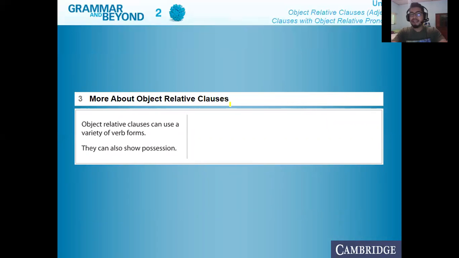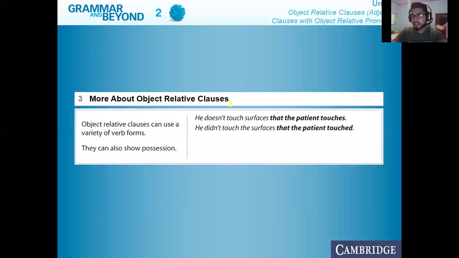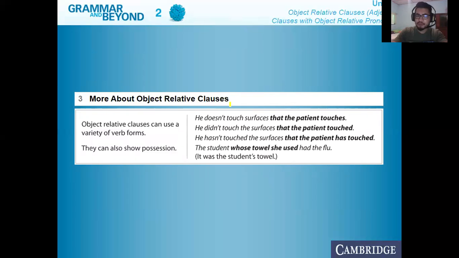Object relative clauses can use a variety of verb forms and they can also show possession. For example, he doesn't touch surfaces that the patient touches. That the patient touches, okay? He didn't touch the surfaces. We are using the same sentence, but now in the past. He hasn't touched the surface that the patient has touched. Over here, we're using present perfect.